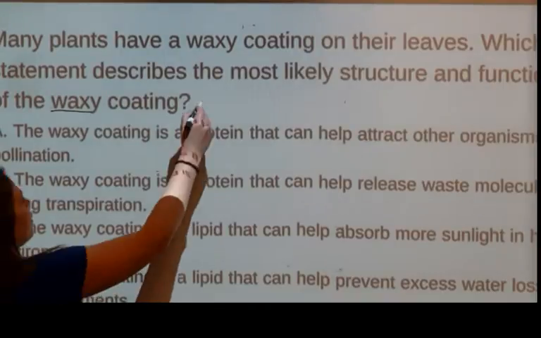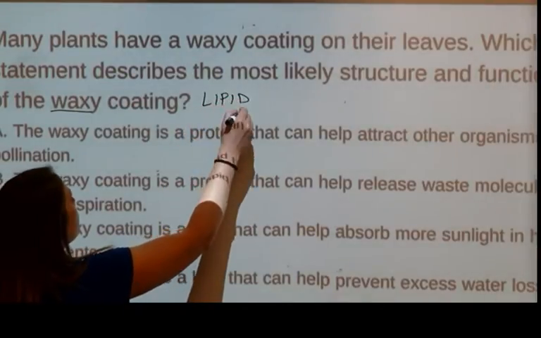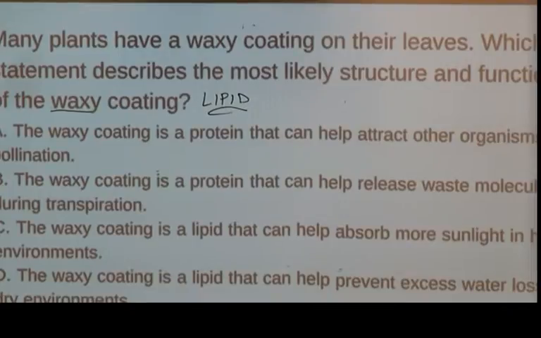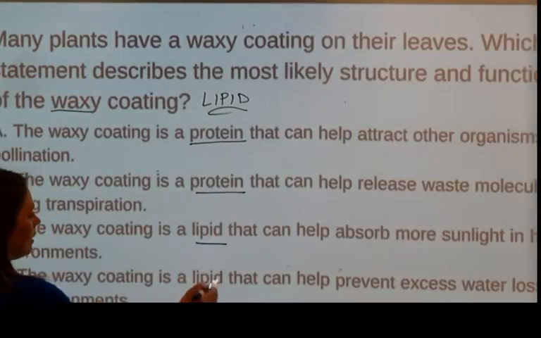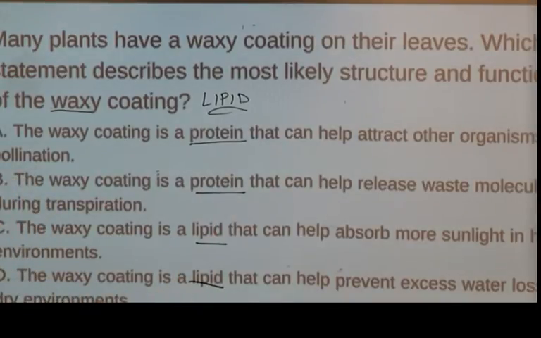Lipid. So all of a sudden, I'm thinking that if it's a wax, it must be a lipid. So I'm going to go down, and I'm looking at this, and this one says protein, protein, lipid, lipid. Well, I know it's a lipid. I don't even have to read those ones. Now I might just double check myself because I have as much time as I want. So the waxy coating is a lipid, the waxy coating is a lipid. So that part's the same.